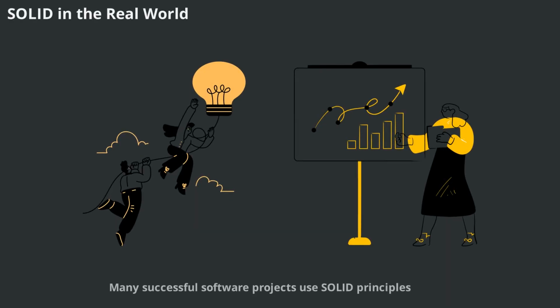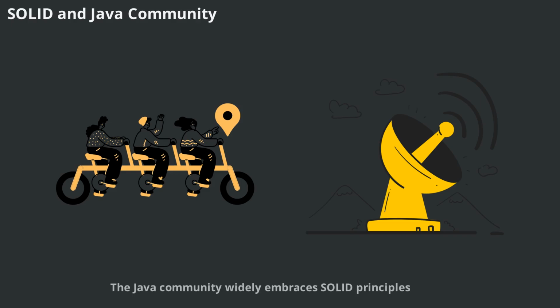Many successful software projects use SOLID principles to manage complexity and ensure long-term success. By applying these guidelines, you can build systems that are not only functional but also resilient and future-proof. The Java community widely embraces SOLID principles, integrating them into frameworks like Spring Boot. By following these best practices, you join a global network of developers committed to writing clean, maintainable code.